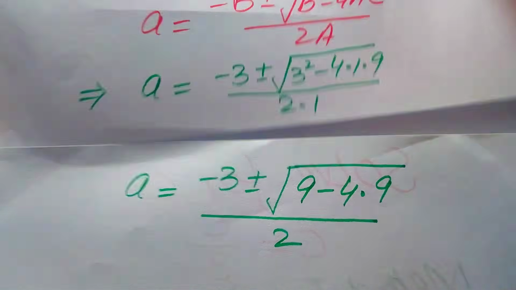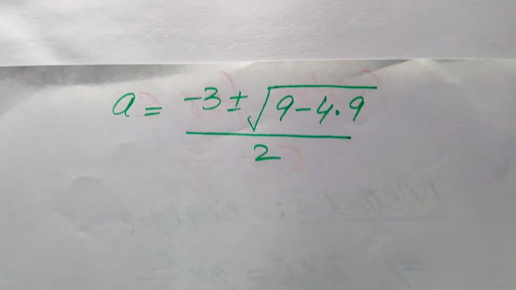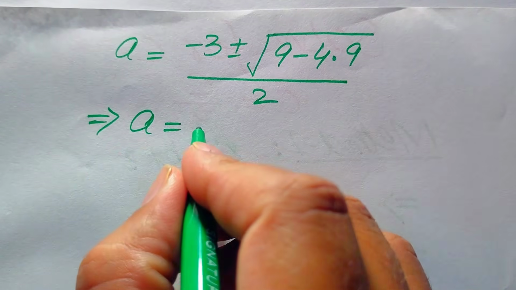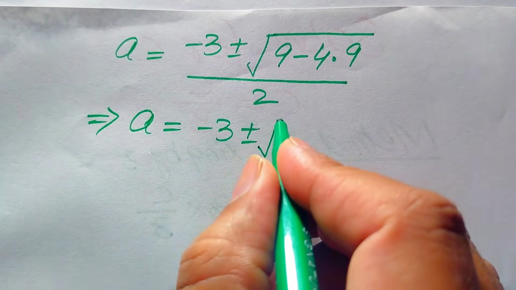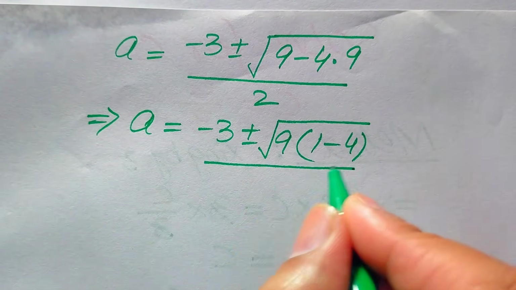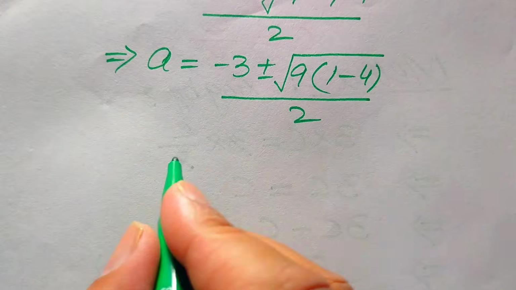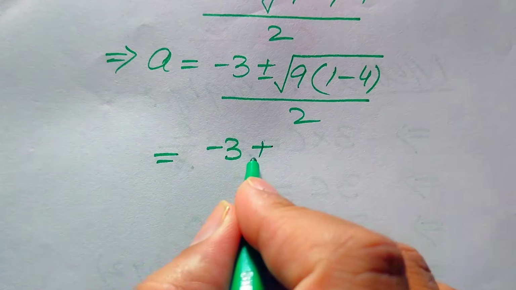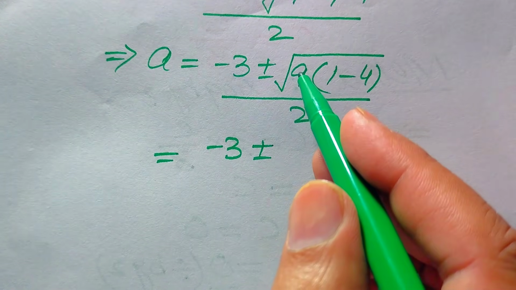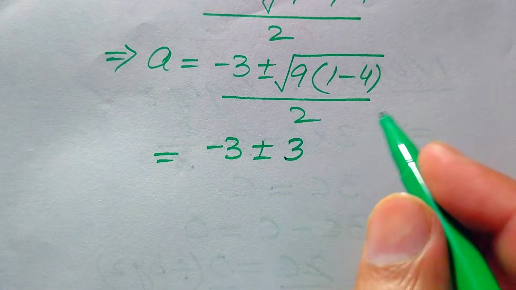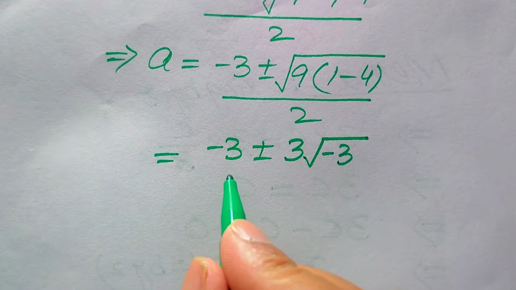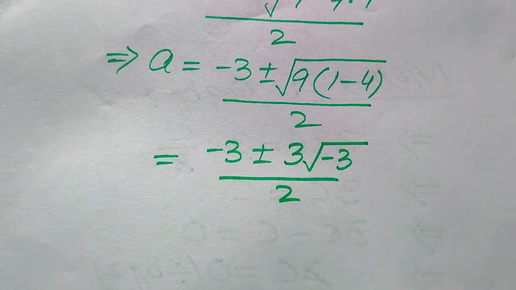So further in the next step we need more simplifications, and you see here inside the square root sign we have 9 as the common value. When you take common 9 from here, the remaining values are 1 minus 4, and it is divided by 2. And in the next step we have minus 3 plus minus. Here we apply the square root separately on both of these two values, and we get the square root of 9, and the square root of 9 becomes 3 times the square root of 1 minus 4, and 1 minus 4 becomes minus 3, and it is divided by 2.